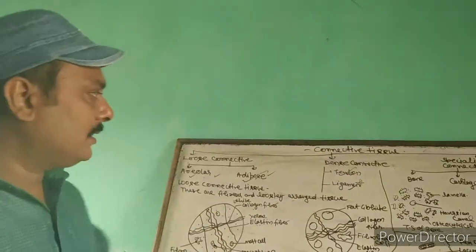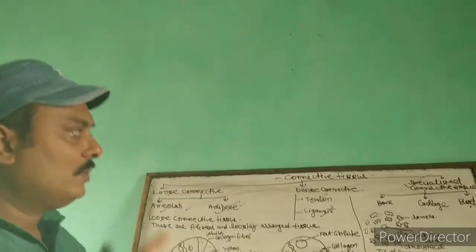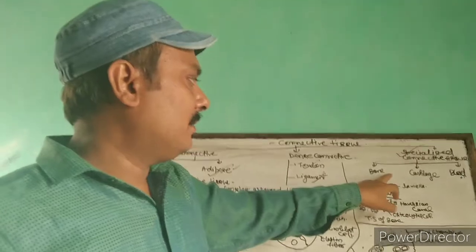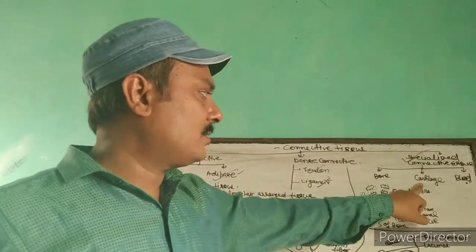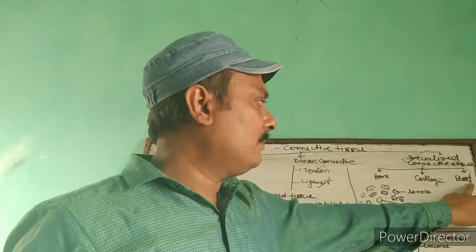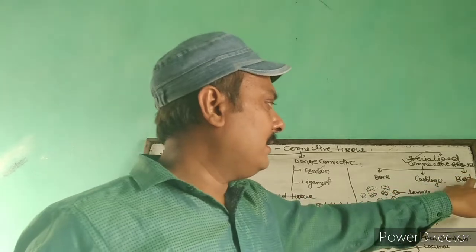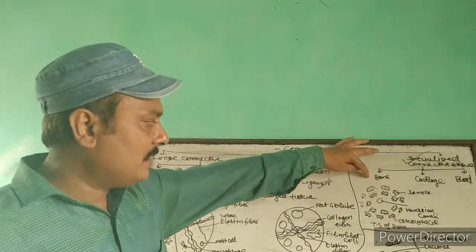Okay, so now we understood here. Now specialized connective tissue, see this, these are of three types. Okay, this we can categorize in two forms. Bone and cartilage are solid, and this is in a fluid form, blood. So specialized connective tissue: bone, cartilage and blood. Blood is a fluid connective tissue. Okay, now see this bone.